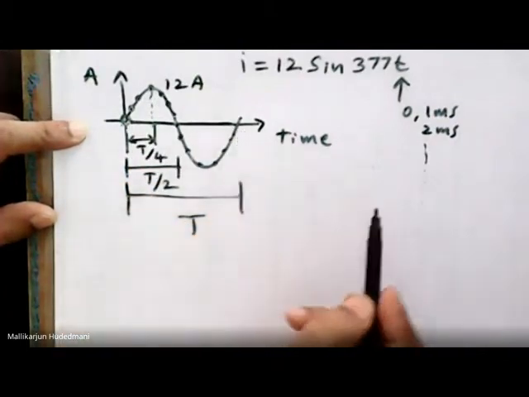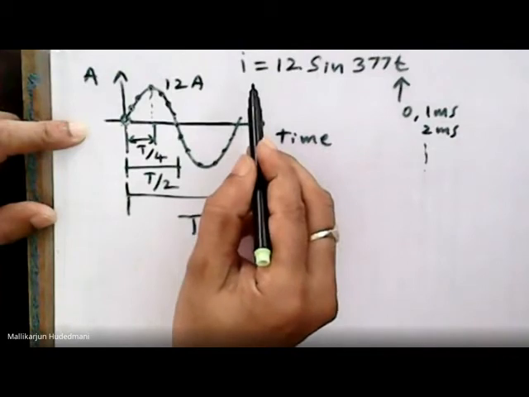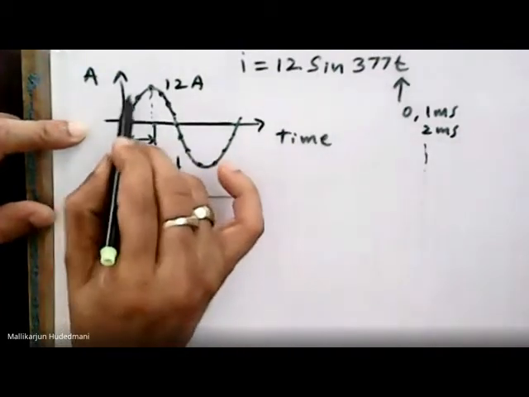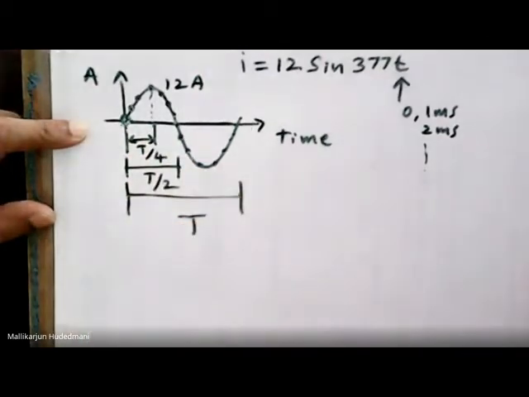So I can keep collecting I1, I2, I3, I4, I5, I6 like that for different values of time. And I can plot them. It represents a waveform. That's what I wanted to tell.